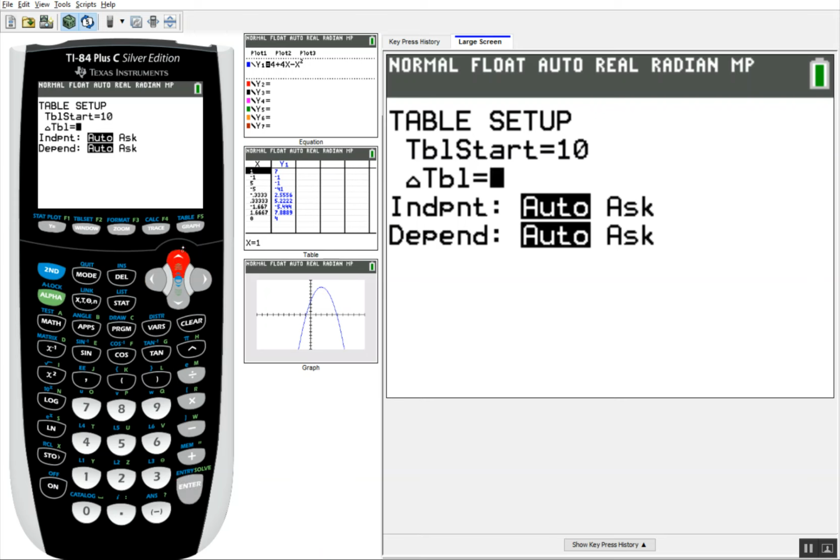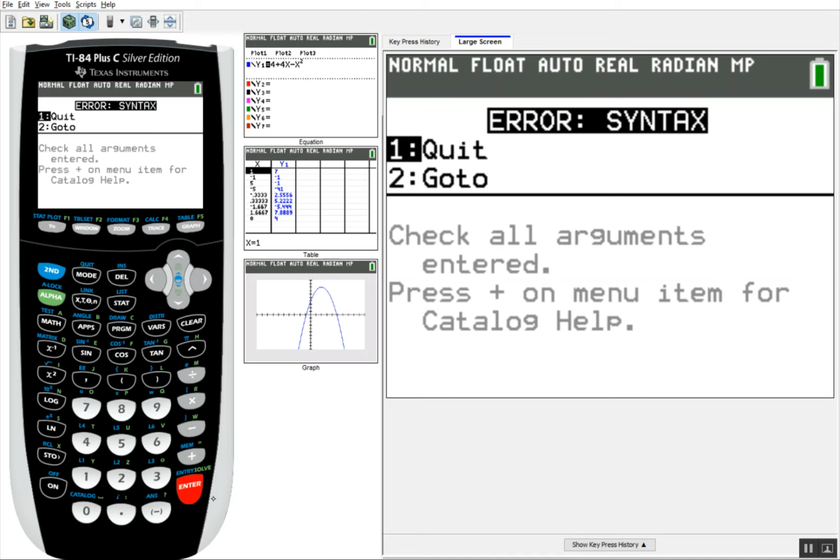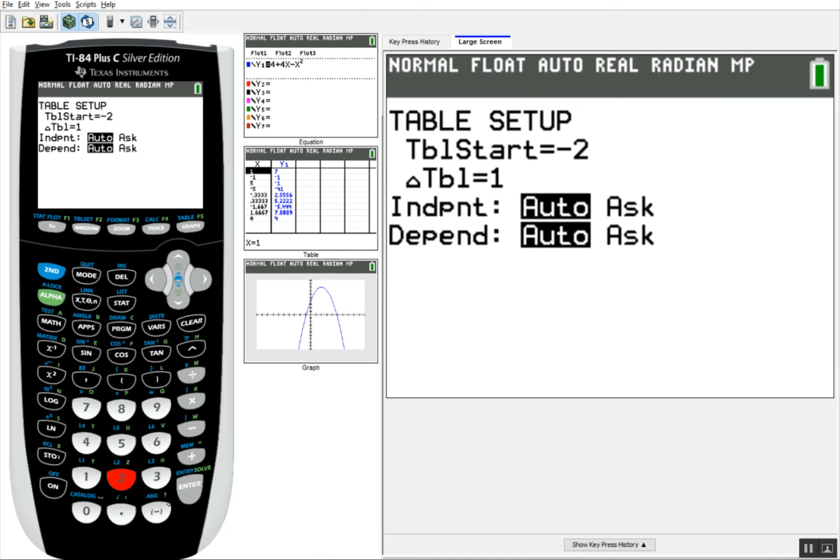Now we want to look at these first two options, table start and delta table. Table start is where the first value of x we're going to use in our table. So in this case, since we're working on the interval from -2 to 6, we will want to enter -2. And again, remember to use the negative button below the 3, or you will get an error. So let's actually do that and see what kind of error you get. -2, and notice that you get a syntax error. So make sure you use the correct negative sign.